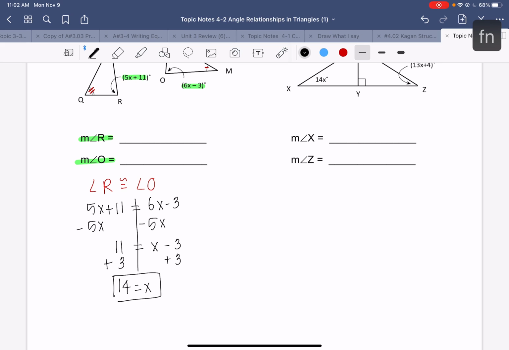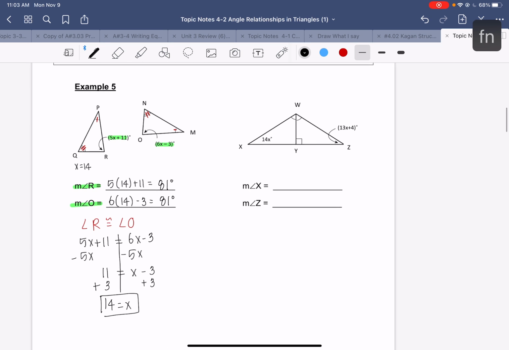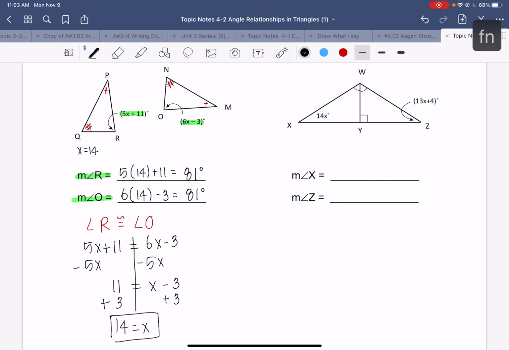Okay, so since the value of x equals 14, in order to find the value of angle R and O, I'm going to plug it in. So 5 times 14 plus 11 and 6 times 14 minus 3. Got 81 for both. Okay. So it's important that you just double check, make sure that when you plug in your value for x, you get the same answer for both angles, because this is the third angle theorem we're talking about.